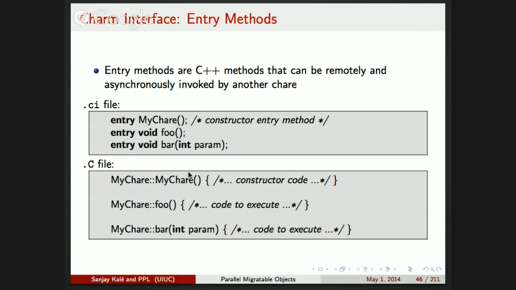So our entry methods can be remotely invoked, and that invocation is asynchronous. In the .ci file, you'll have, for example, your constructor. Then here we have two declared entry methods. One entry method is foo, which takes no parameters. Your entry methods can also take any standard parameters; for example, this one, bar, takes an int as a parameter. Then in the C file, just like for any other method, you would define them as MyChare::whatever the method is: your constructor code, code for foo, and code for bar.